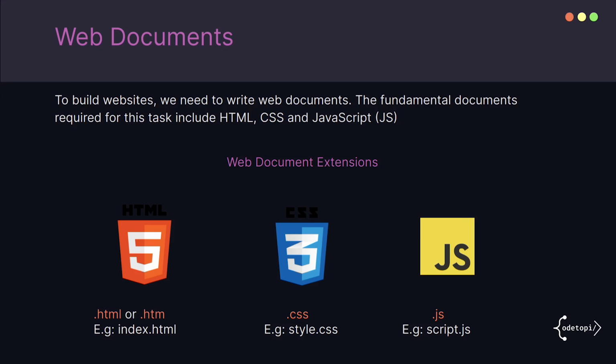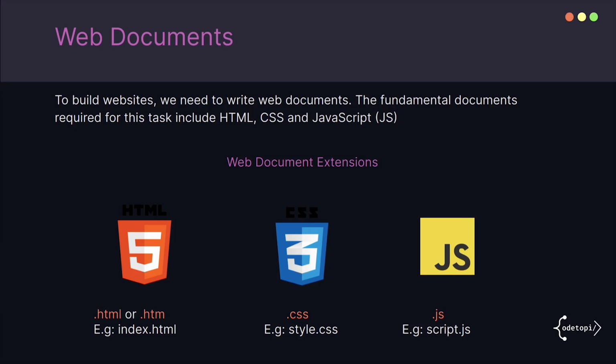Now, we need to pay close attention to the file extensions of these web documents. So for HTML, we have .html or .htm. You can use any of these two and it will work just fine. And for CSS, we also have .css, and then for JavaScript, we have .js. So anytime you see any file ending with .js, it should tell you you are dealing with what, a JavaScript file. Anytime you see a file or a document ending with .css, it should tell you you are dealing with what, a cascading style sheet file, right?